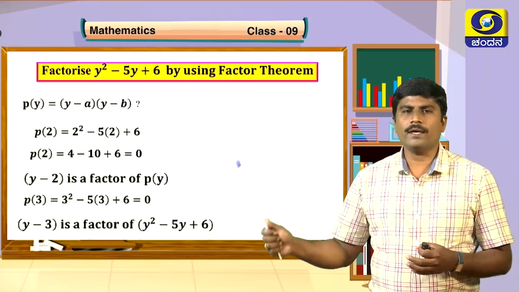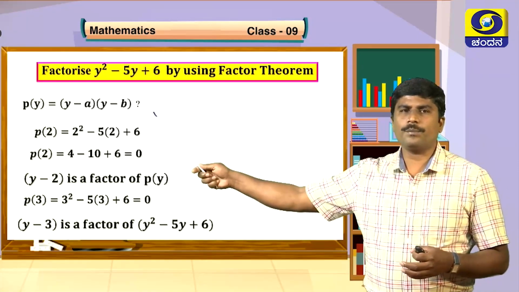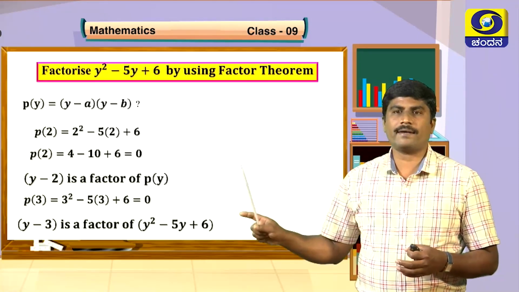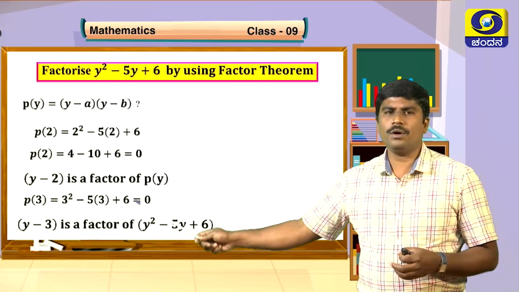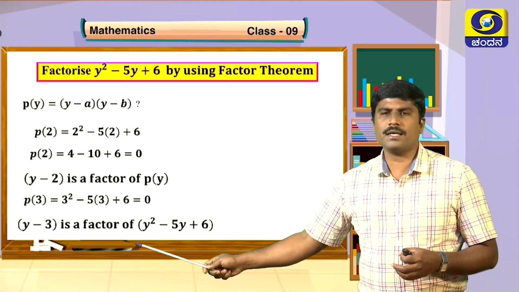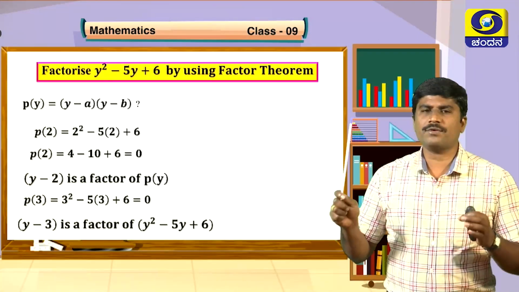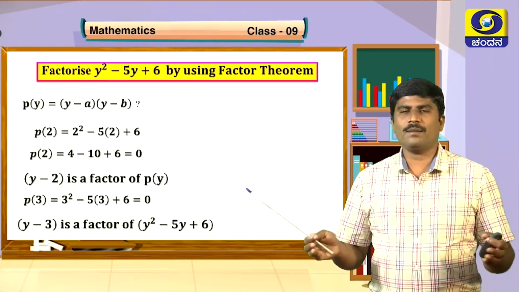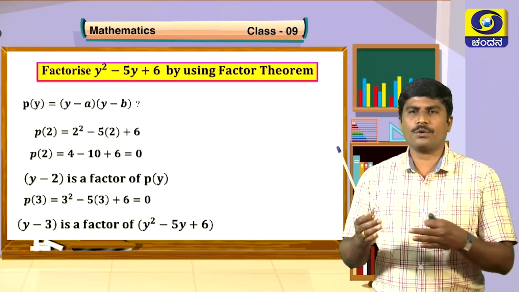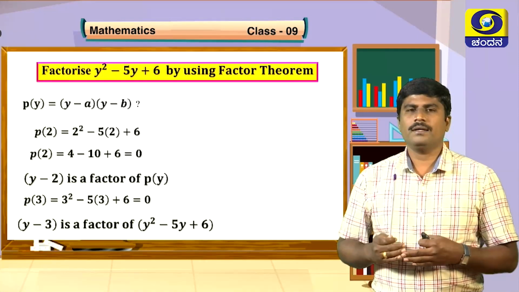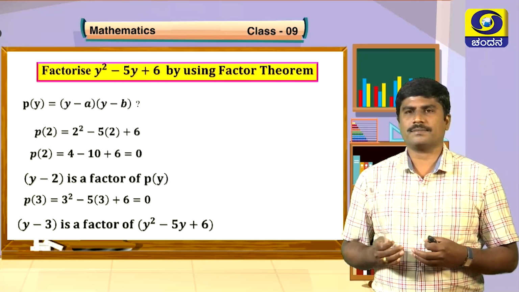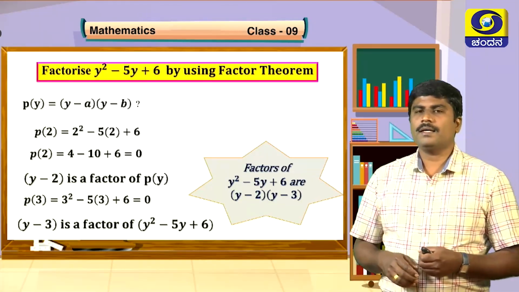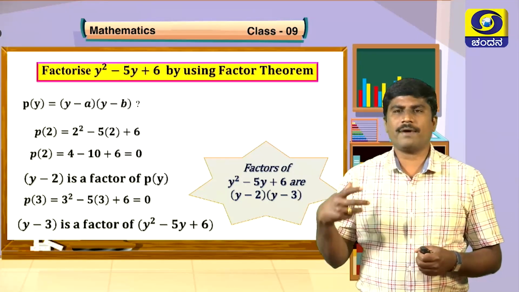That means y minus 3 is a factor. So previously we know P of y is equal to y minus a and y minus b are the factors. So now we got y minus 2 and y minus 3. They are the factors of y square minus 5y plus 6. Children, now you are able to identify the factors of y square minus 5y plus 6, okay? So in this way we can understand the factorization, or we call it the factor theorem.